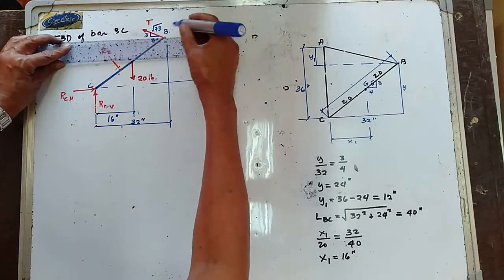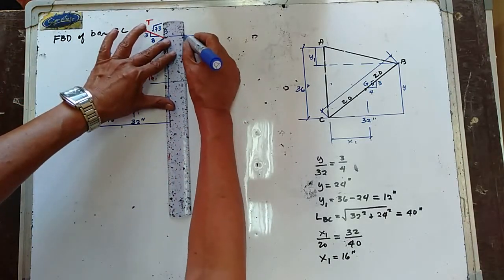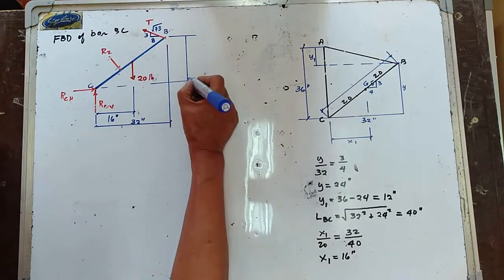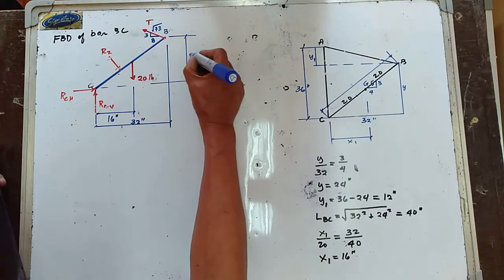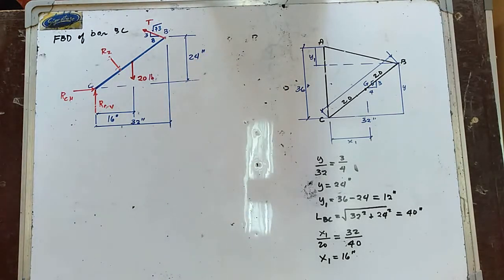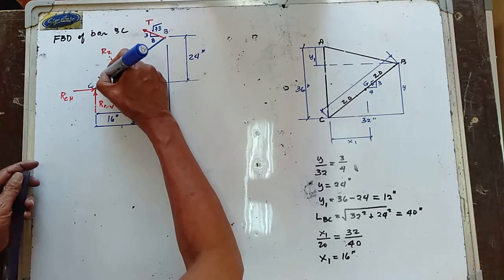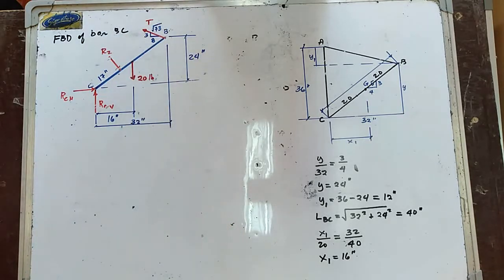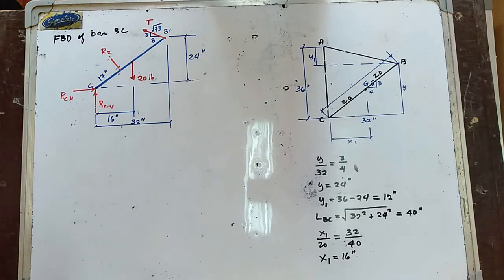Now, this distance in here, up to this point, is now your y. Y is 24 inches. And this is perpendicular, so this one is 17 inches. Now, let us try to determine the horizontal and vertical components of the tension in the cable AB.